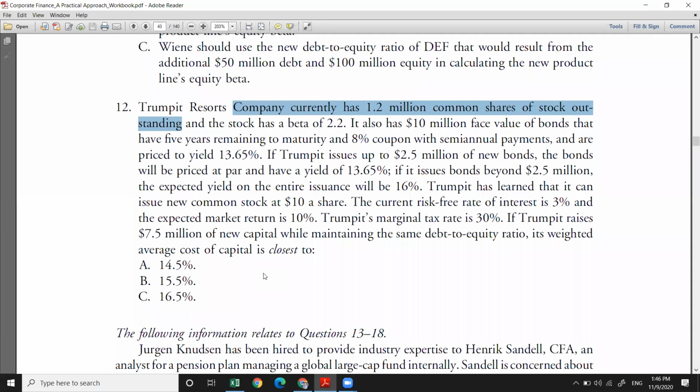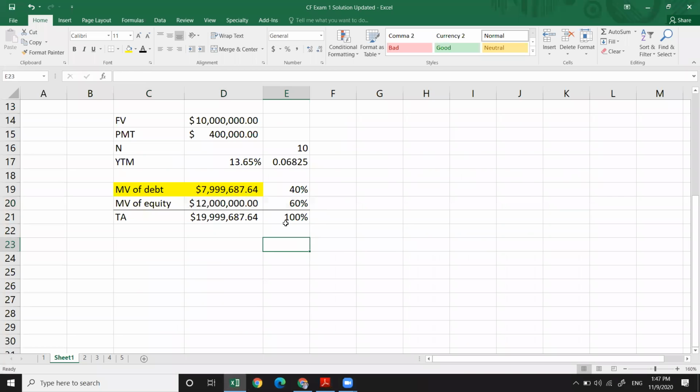So we will raise 7.5 million of new capital while keeping the same capital structure. So the company would issue 3 million in bonds, before the tax rate, in order to keep the same capital structure. What I mean by keeping the capital structure the same is 40 to 60. How much debt should it be? So our job is to raise 7.5 million, but we need to increase debt and equity in the amount where the capital structure will not change.